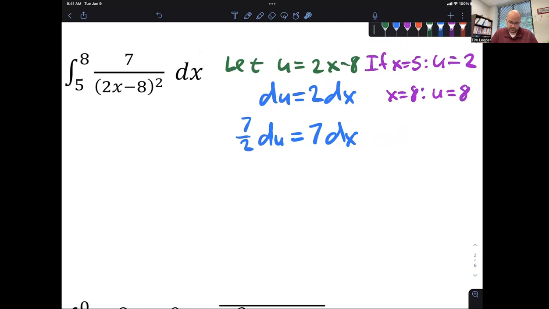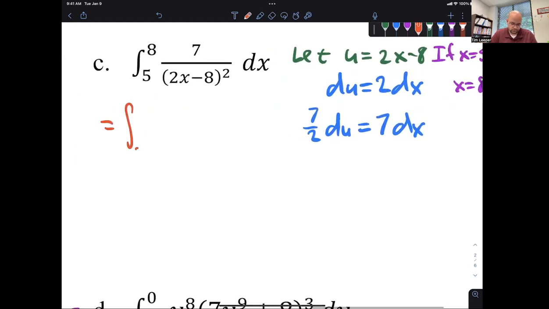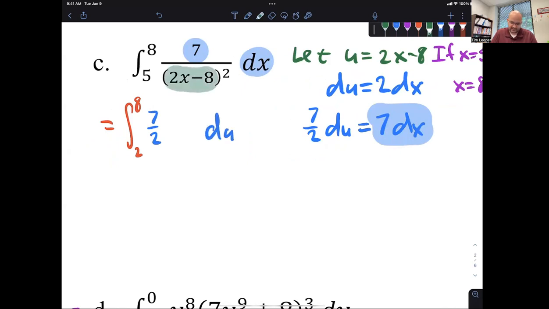Good. So let's go ahead and write down what the integral becomes. This is going to become the integral from u equals 2 to u equals 8 of, instead of 7 dx, we're going to replace it with 7 halves du. So 7 halves with a du here. And instead of (2x minus 8) squared, I'm going to replace it with u to the negative 2 power, because I'm going to move that to the numerator here.